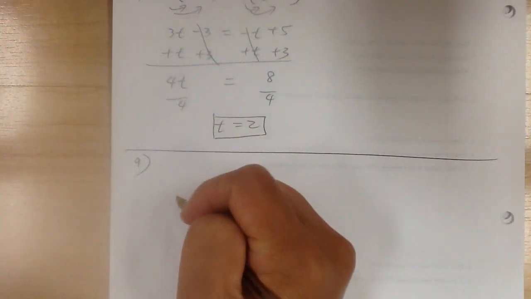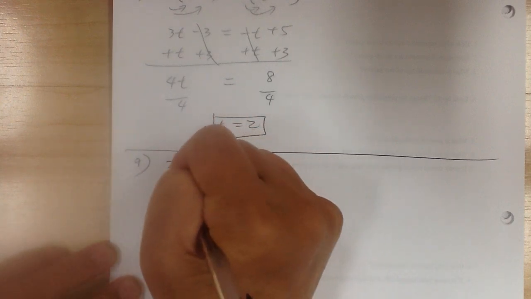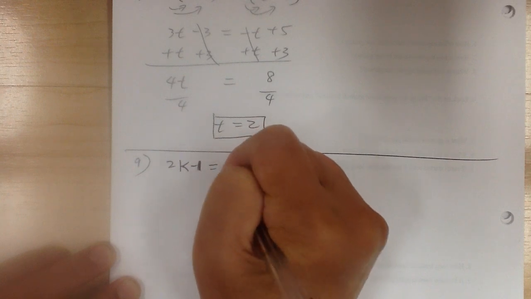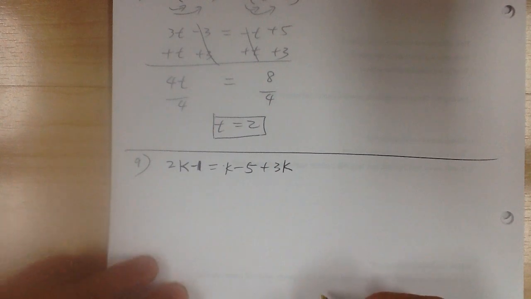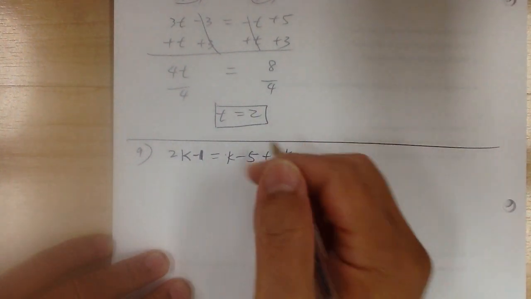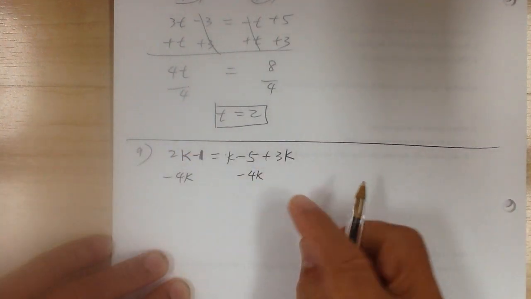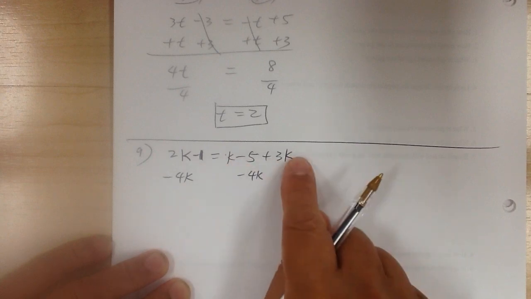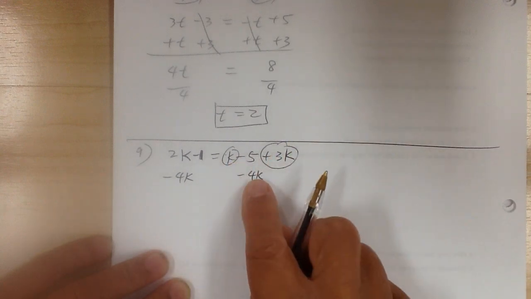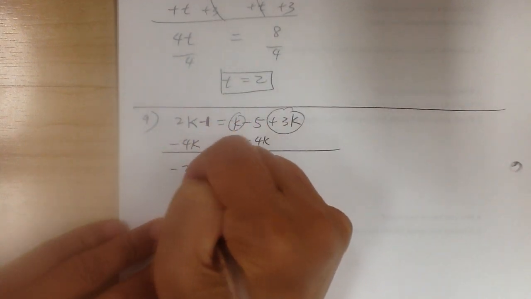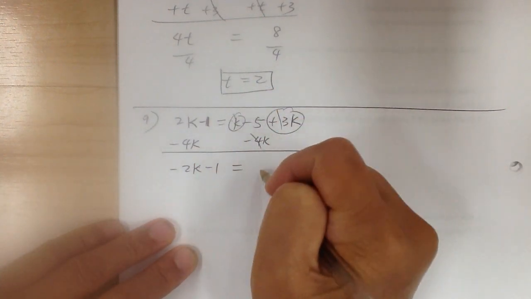Okay, number 9. We have 2k minus 1 equal to k minus 5 plus 3k. Okay, so first, let's go ahead and minus 4k on both sides. Because I want to move the variable to this side, right? Because you have k plus 3k, so this gives you 4k. So to undo the 4k, I need to minus the 4k. So I end up with negative 2k minus 1 equal to, so this and this will cancel out, equal to negative 5.